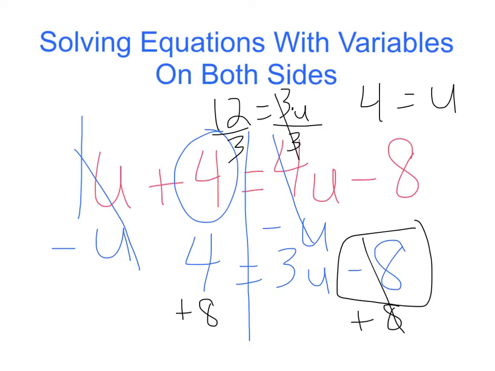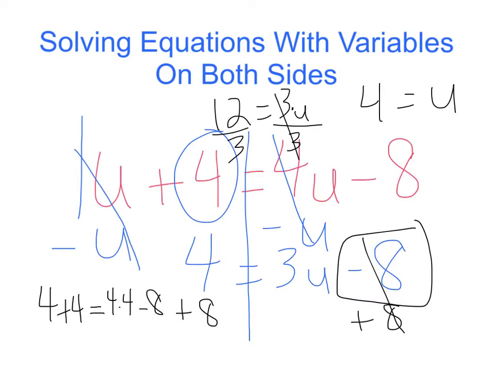So I get 4 equals u. And we can, of course, go back and check that by putting that back into our original equation. So if I were to write that in there, I would say wherever there's a u, put a 4. So I'd say 4 plus 4 equals 4 times 4 minus 8. And let's see if that's true.